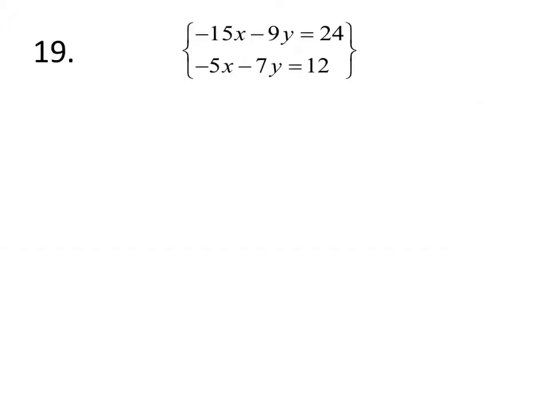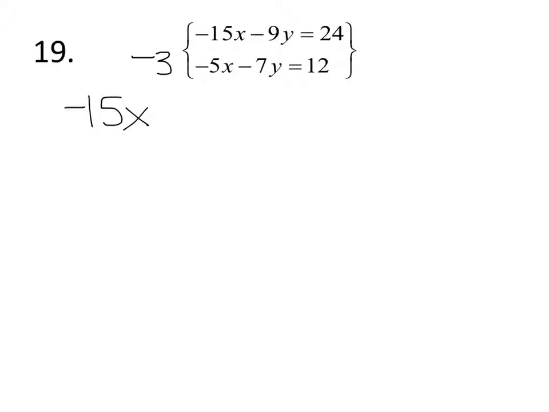All right, we have another system for number 19. Looks like the best option here will also be elimination. It's going to be easier to make negative 5 the opposite of negative 15 than try to make negative 7 and negative 9 cancel. So in order to make negative 5 the opposite of negative 15, I need to multiply it by negative 3, so I get positive 15x.